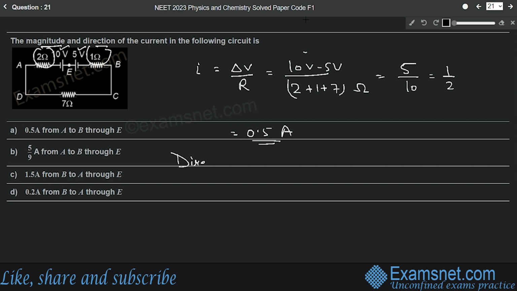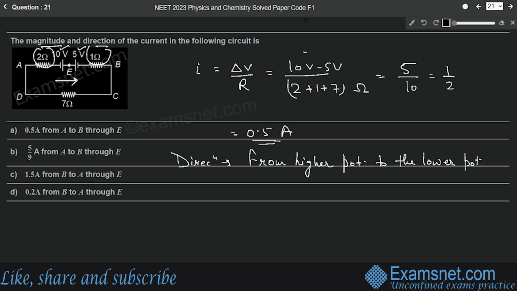Okay, direction is from higher potential towards the lower potential. That means it will flow from the 10 volt towards the 5 volts. Okay, 10 volts to 5 volts. So obviously it cannot be anti-clockwise, it will be clockwise only. So let's see the options.